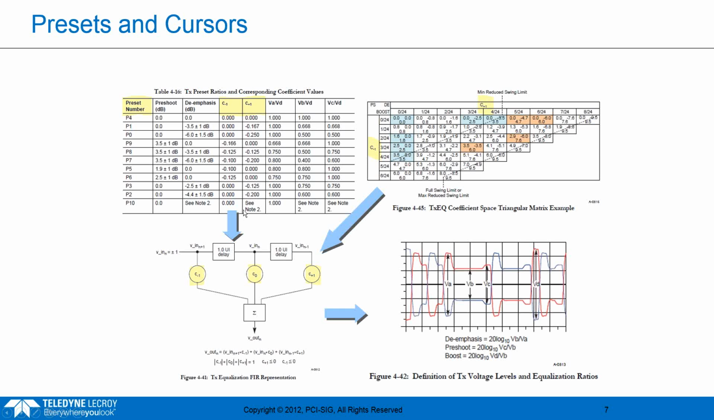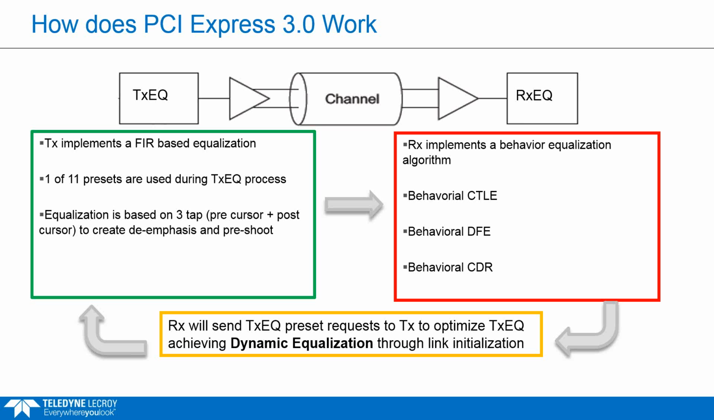So, kind of an overview of the equalization. On the transmit side, we have a 3-tap FIR filter with 3 cursor coefficients that you can set. Those cursors are going to produce the de-emphasis and pre-shoot, and there's groupings of those de-emphasis and pre-shoot combinations that we call presets. And then on the receiver side, we have CTLE, DFE, that can equalize the signal after the channel. And then this is actually all configured at runtime.